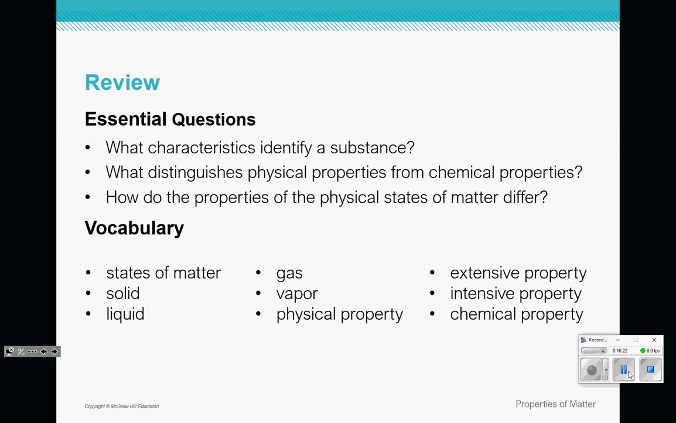That's right. For instance, a solid has definite shape, definite volume. Gases don't have definite shape. They don't have definite volume. Whereas a liquid is in between those two. It has a definite volume, but not a definite shape because it takes the shape of its container. Very good.